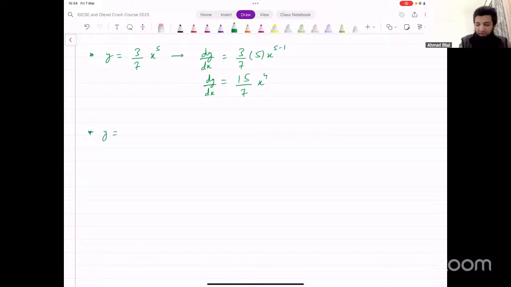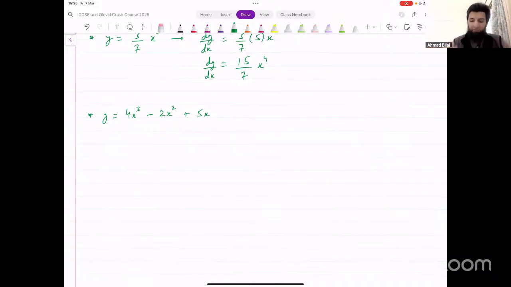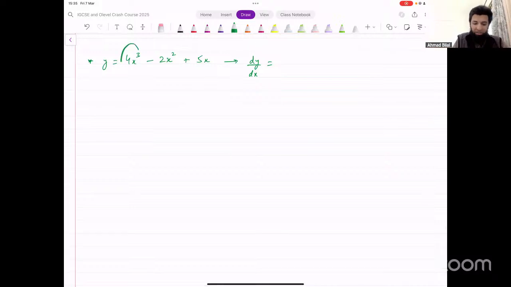So let's say you have y equals 4x raised to the power 3 minus 2x power 4, or let's say 2x power 2 plus 5 times x. So we have multiple terms now. How do you find the derivative of this function now? You just differentiate each term separately. Find the derivative of each term separately. So differentiate this separately, and this separately. And then just have the same signs between them. If you have minus here, you have minus here. You have plus here, you keep plus here. What's the derivative going to be?